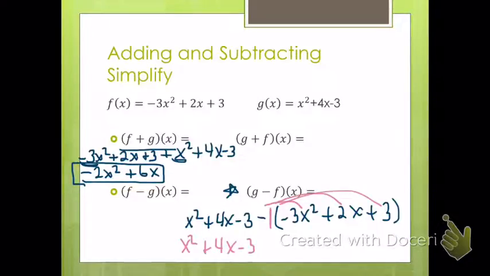Negative 1 times the negative 3 is a positive 3x squared. Negative 1 times the 2x. And then negative 1 times 3. And then combine like terms. Notice what happens in that parentheses. All the signs just change. Okay? So combine like terms now. We have x squared and a 3x squared. Then we have a 4x and a negative 2x. And then negative 3 minus 3 is a negative 6. So there's g minus f.